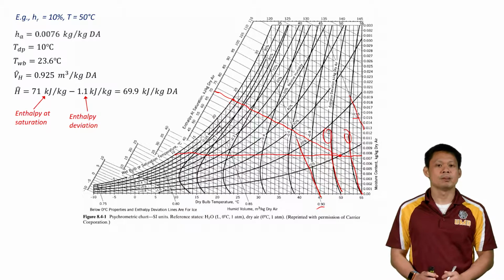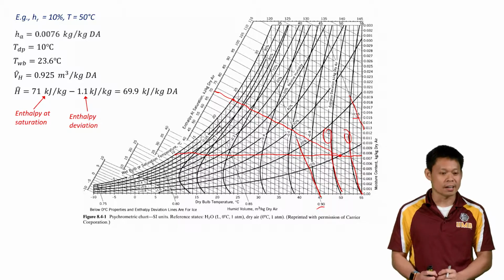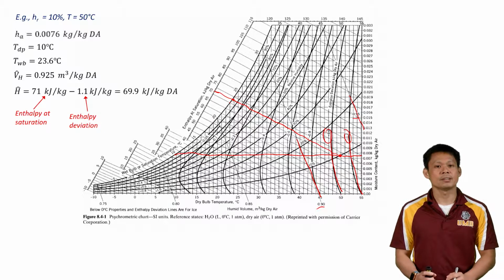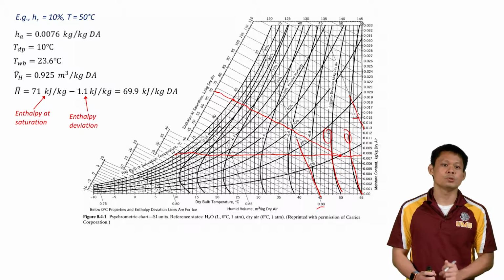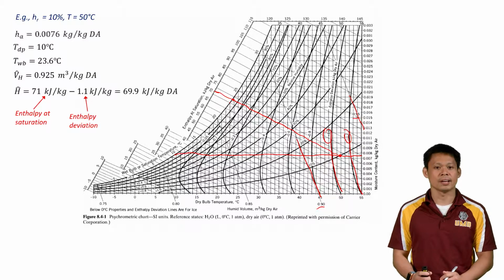So this is an example of how we can use the chart with any 2 known intensive variables. We can read the other 5. There is an additional example that's posted with the lecture handout. That's question 8.82. I'm not going to go through it in this video, but go ahead and try that question and double check your answers with the answer that's posted with the lecture handout.